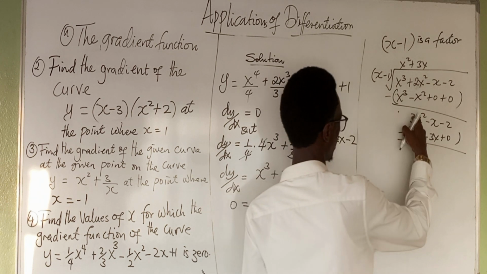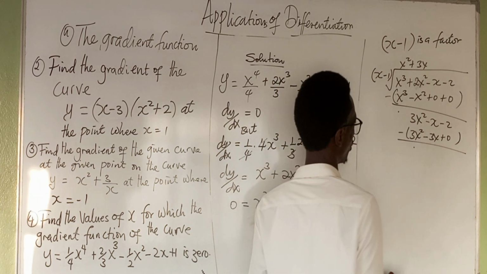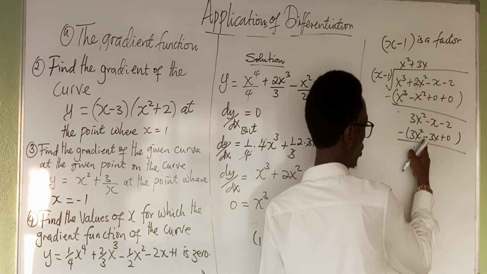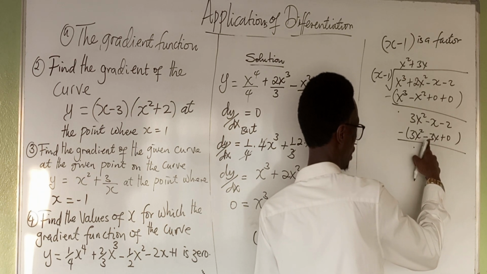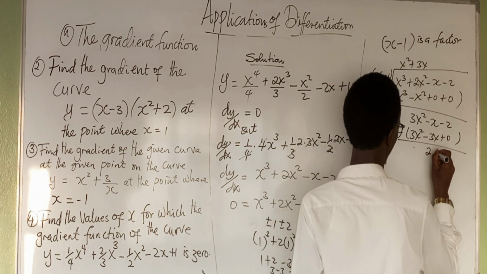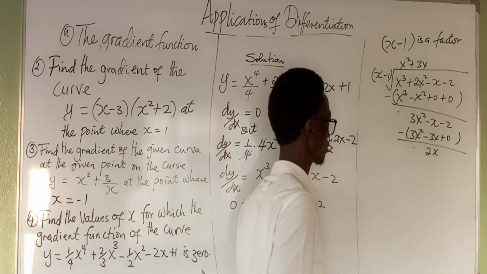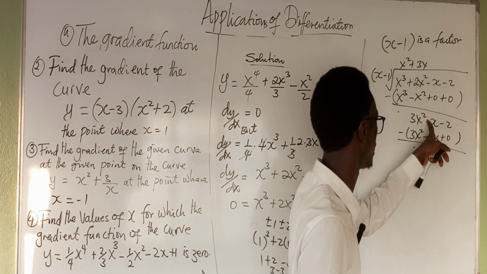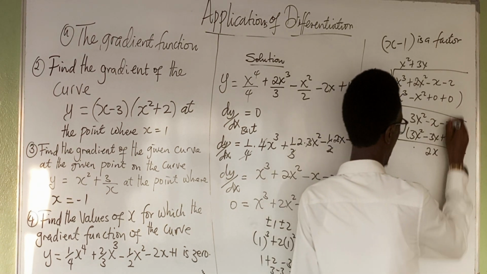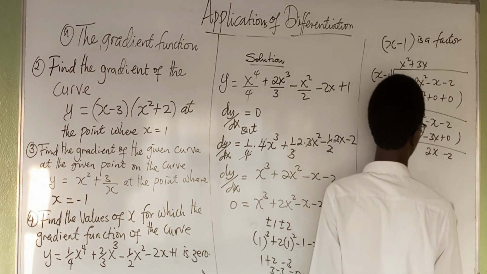Then you determine again this minus this gives you 0. Minus times minus gives you plus. Minus x plus 3x gives you 2x. Okay, because you are subtracting. This is positive 3 and this is minus. So you have 2x and you bring this guy here, minus 2.